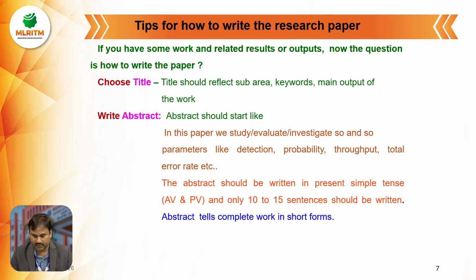Only 10 to 15 sentences should be written, not like a long passage. It is only one paragraph. It consists of 10 to 15 sentences, and all lines must be in simple present tense. So the abstract tells the complete work in short form. That is very, very important. So what you are going to find in your paper, what you are going to present in your paper, what are the findings you are going to present in the paper. All these things must be mentioned in the abstract.